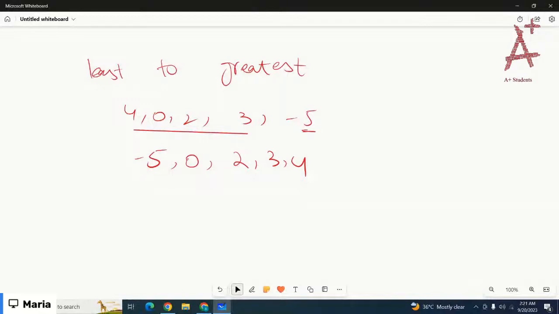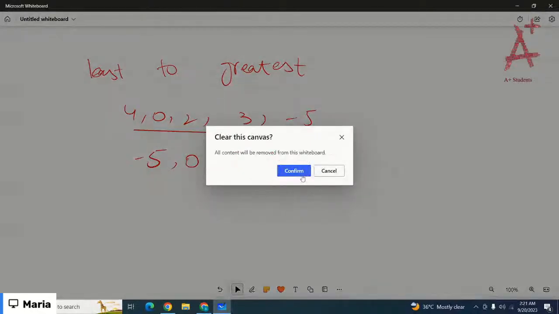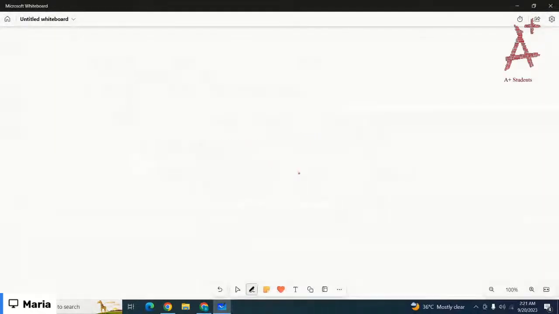Okay, so let's just start scientific notation. So what do you know about scientific notation? What is scientific notation?